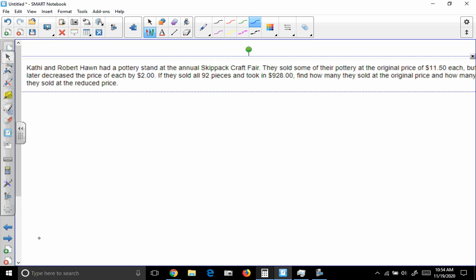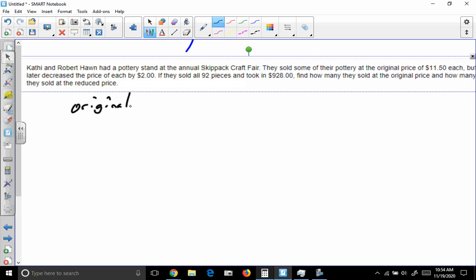All right. Let's do one or two more. So this couple, or these people, have a pottery stand. They sold some of their pottery at the original price of $11.50 each. But later they decreased the price by $2. So let's just make some notes.